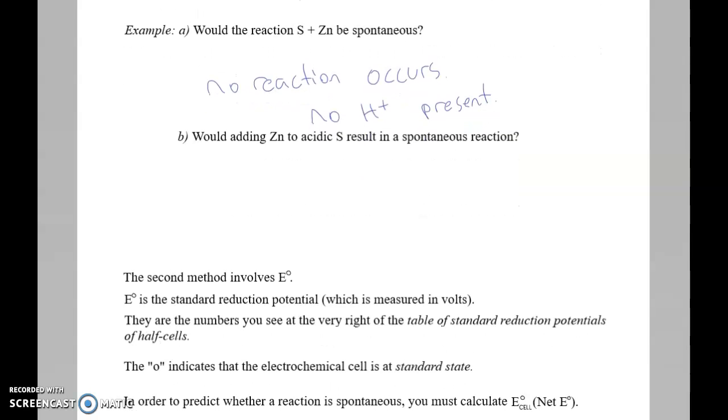Now, if the question instead said, would adding zinc to acidic sulfur result in a spontaneous reaction, then the answer is yes, because the question states that sulfur is acidic, it means that hydrogen must be present. So, there is a spontaneous reaction.